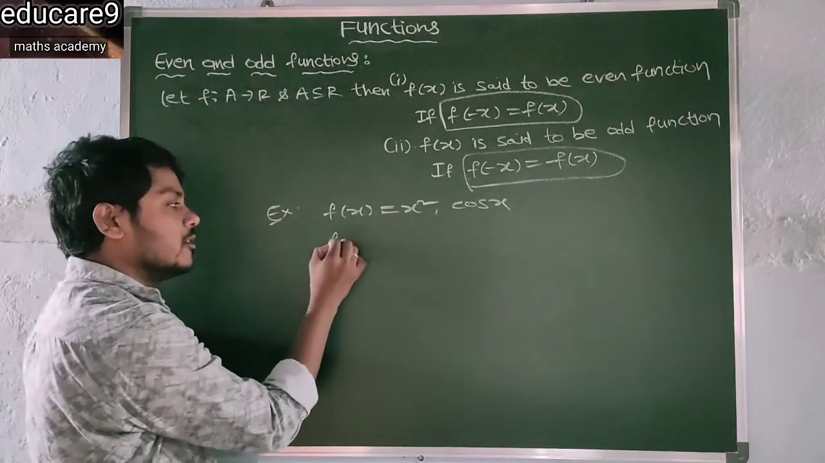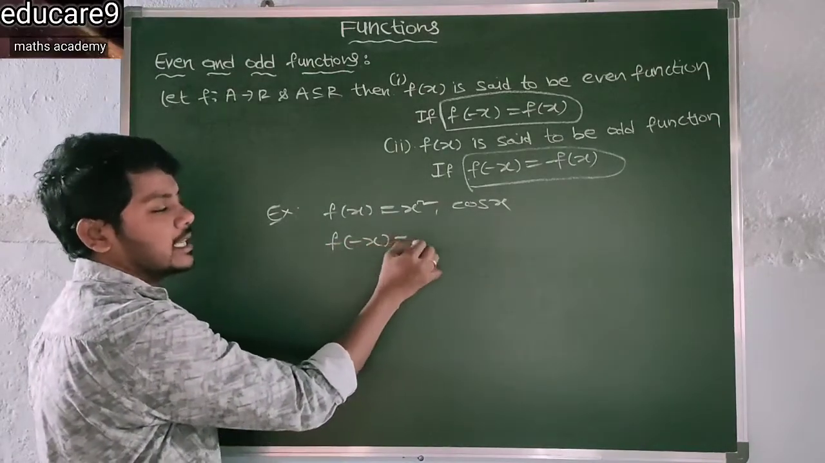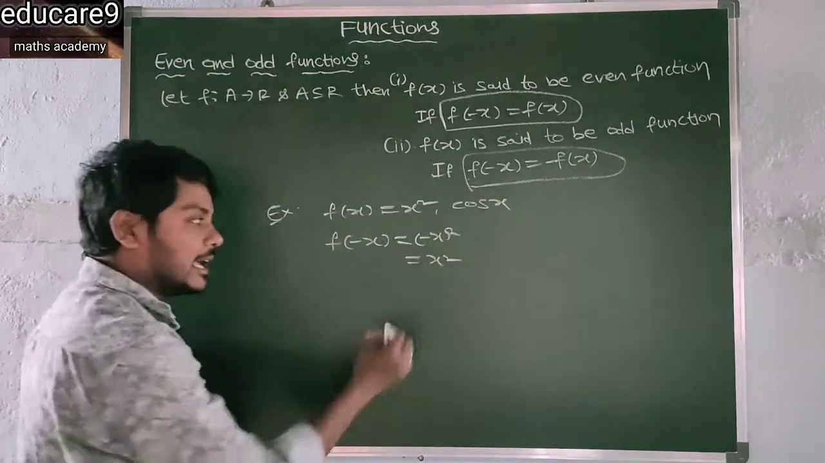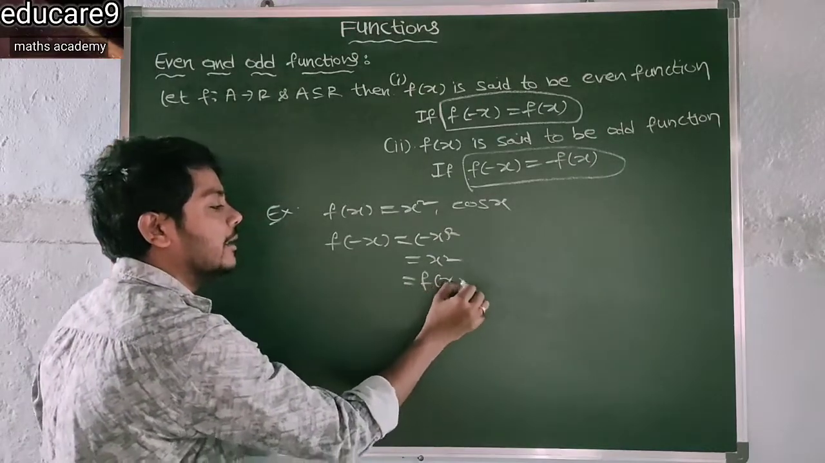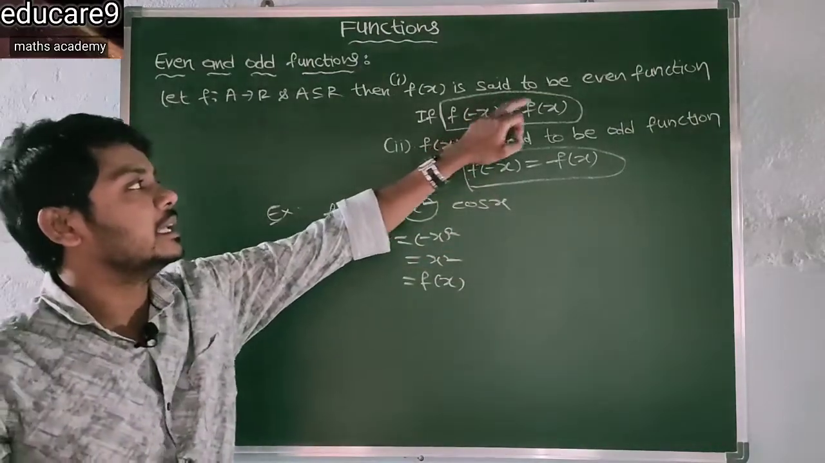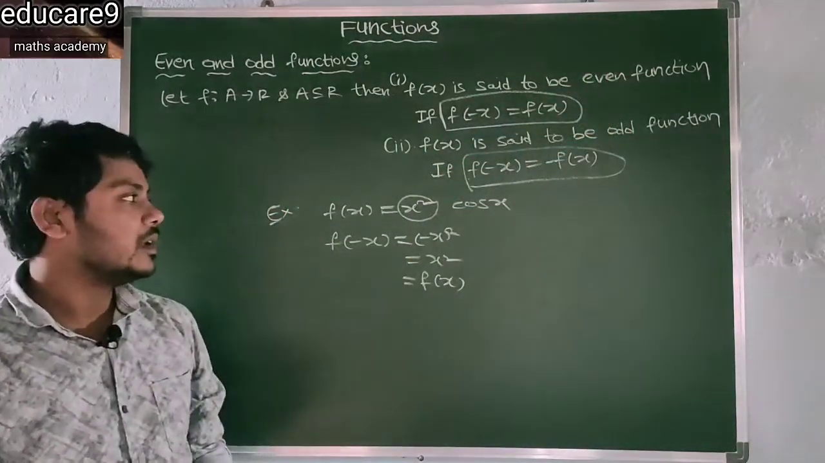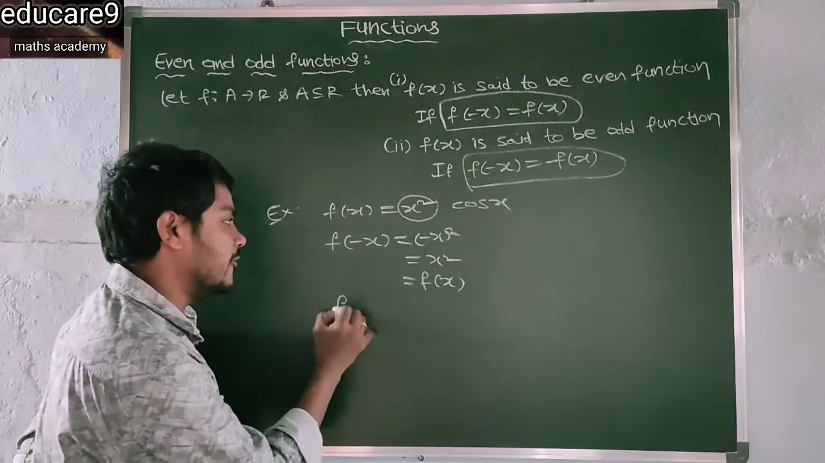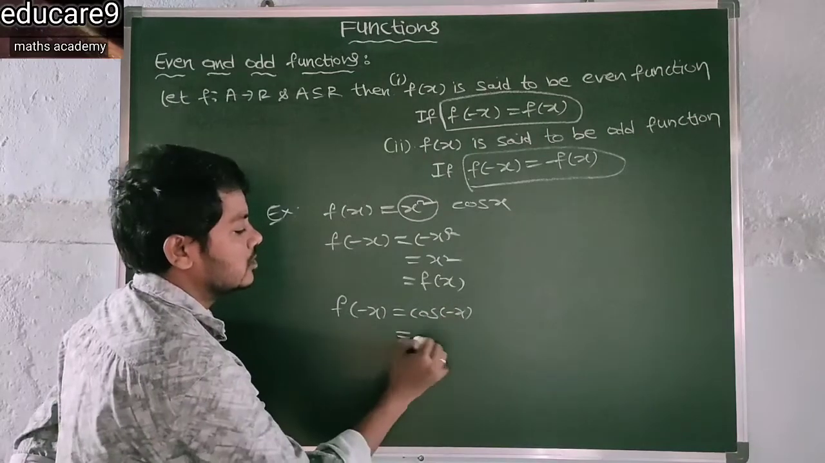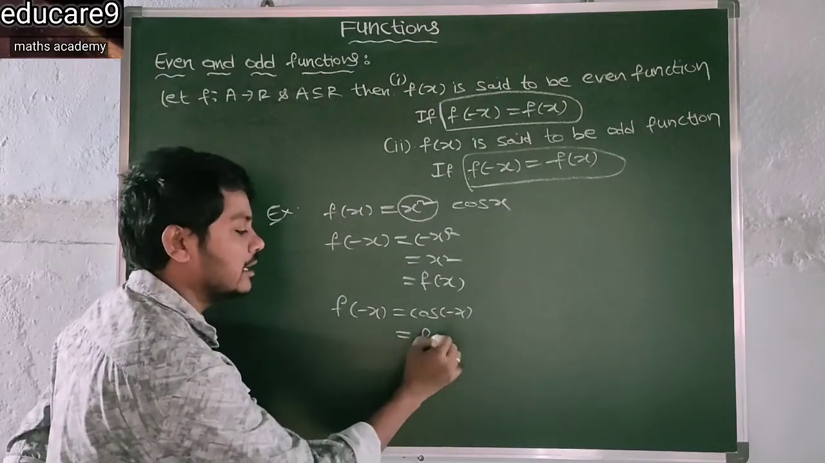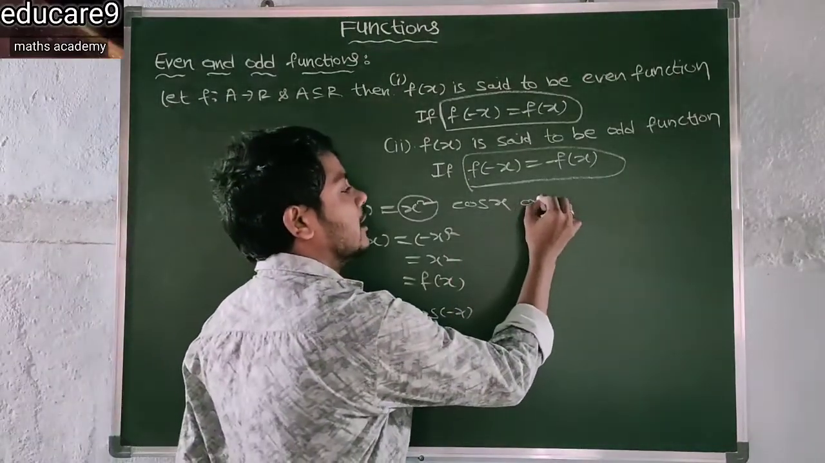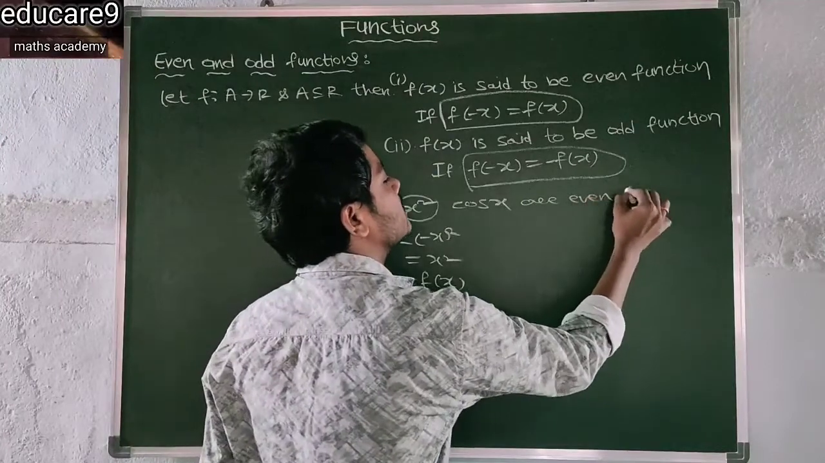See here, first find f of minus x. What do you get? Minus x whole square is x square. Again you get the same function. So in this case the given function is said to be an even function. And for cos x, find f of minus x, that is cos of minus x. So clearly you get cos x, that is f of x. So in this case the given functions are even functions.